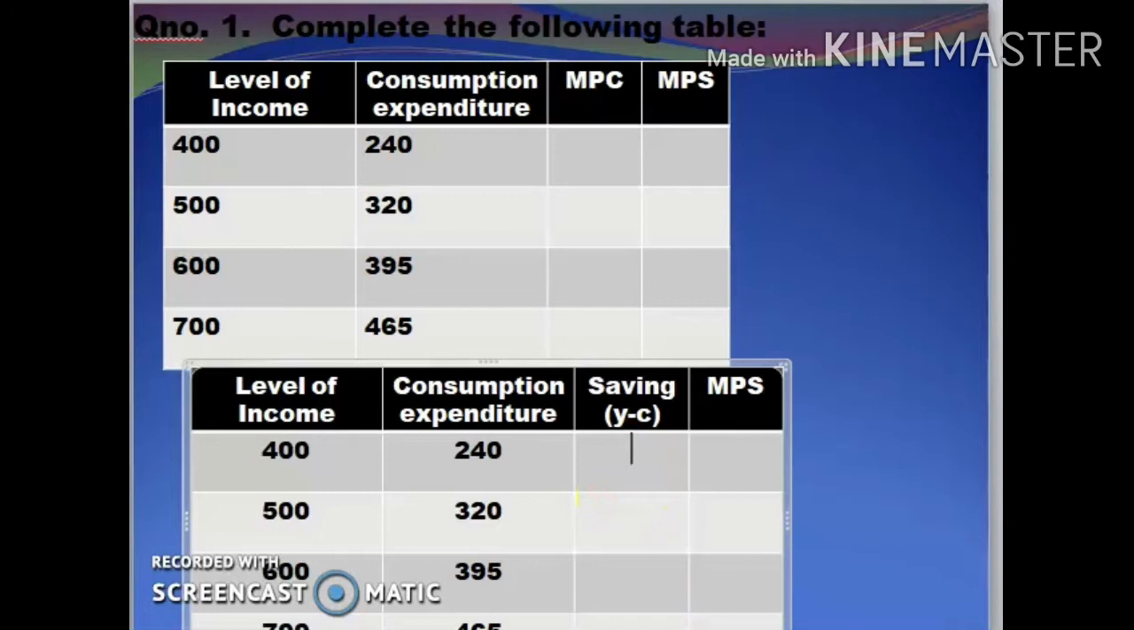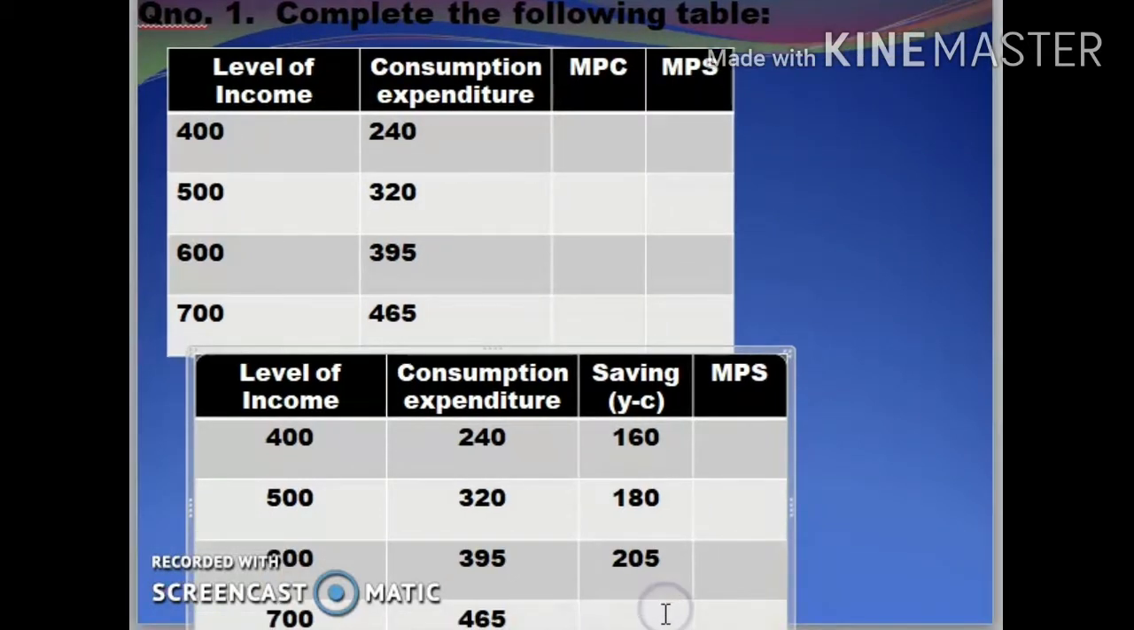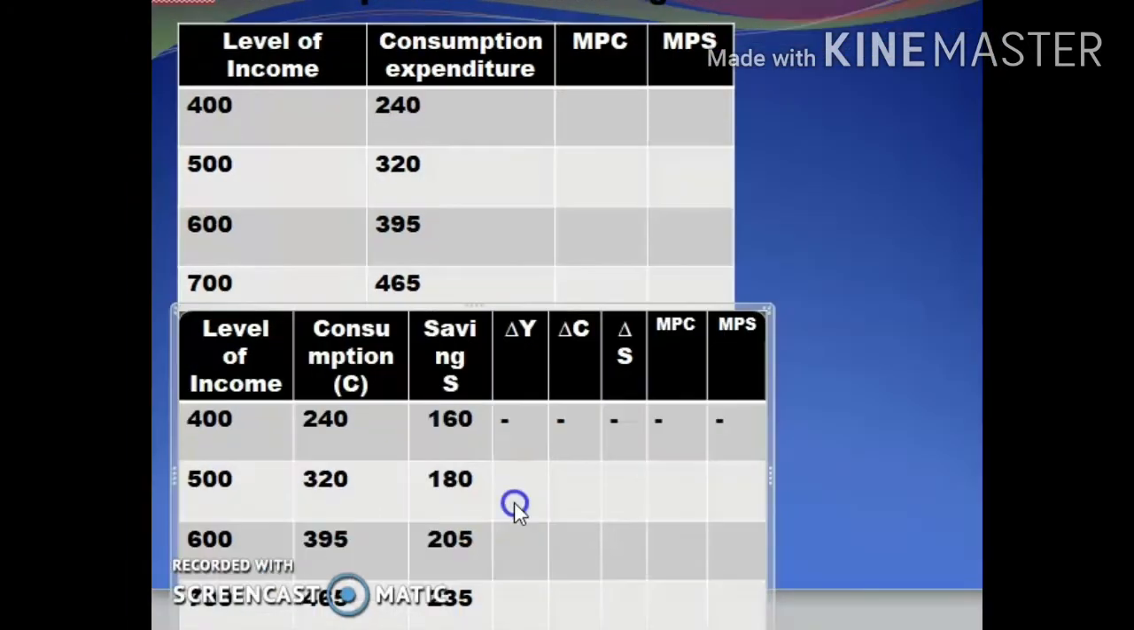400 minus 240. What is the answer? 160. Next, 500 minus 320. The answer is 180. 600 minus 395. The answer is 205. Next, 700 minus 465. What's the answer? 235. Yes, you understood how to find it.